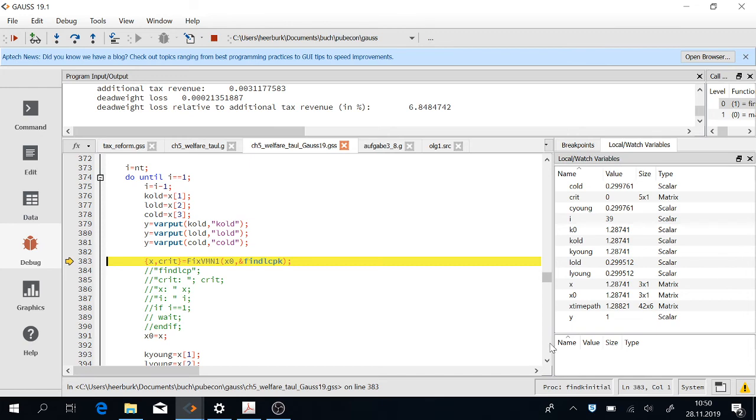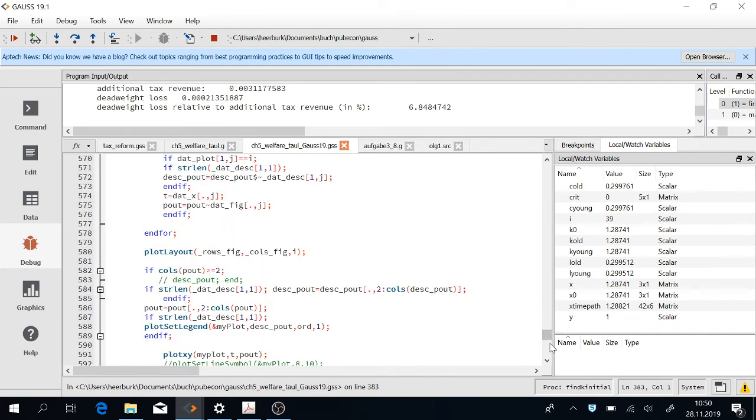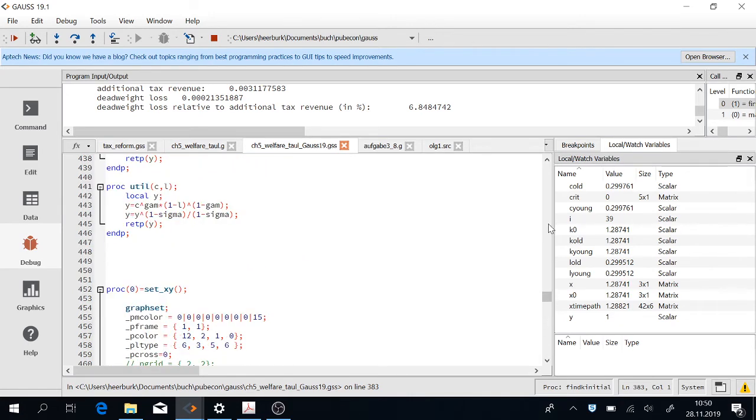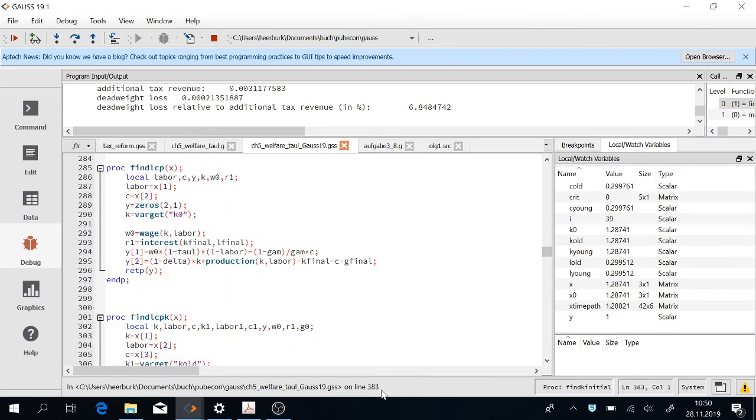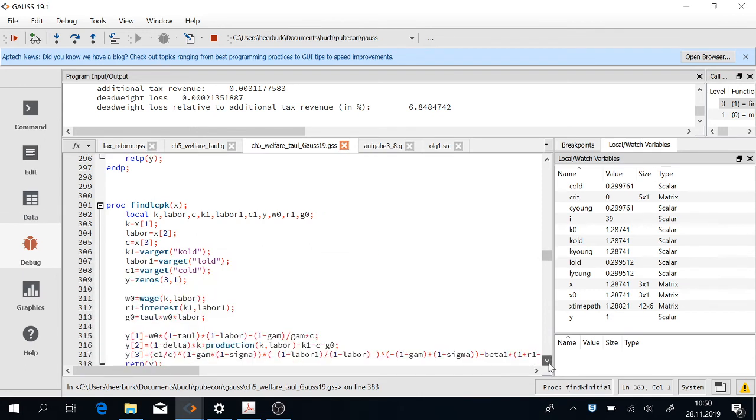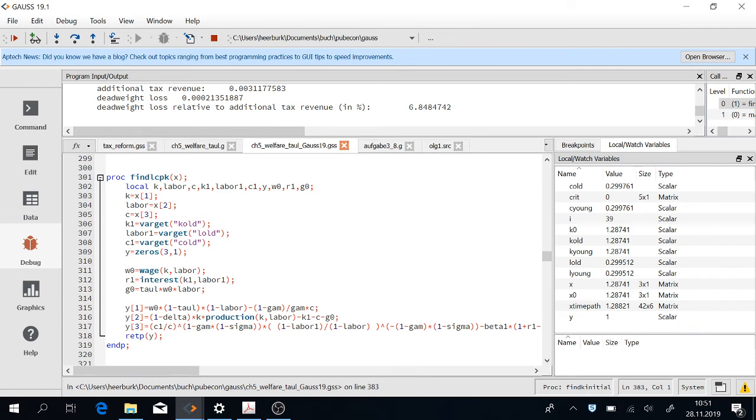So let's go down to this procedure so that you get an idea of how it looks. Actually, we have to go up. Find LCPK here in line 301. In the three equations, y1, y2, and y3, we have the first order condition with respect to labor, the resource constraint, and the Euler equation. The given variables are the old consumption C1, old capital stock K1 in period T plus 1, and the labor in period T plus 1, labor 1. And the endogenous variables are consumption in period T, C, labor in period T denoted by labor, and capital stock in period T denoted by K.